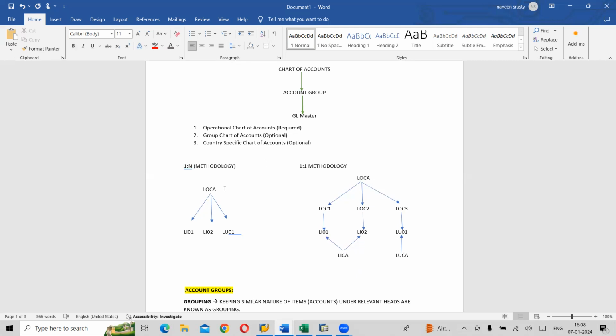So we now know what is meant by chart of accounts and account groups: operational chart of accounts, group chart of accounts, and country-specific chart of accounts. And you know what the 1:n methodology and the 1:1 methodology are, if I'm not wrong. Very important. In company code global parameters, the first step is chart of accounts, and everywhere people get confused. So 1 lakh series is for liabilities, 2 lakh series for assets, 3 lakh series for incomes, 4 lakh series for expense. I'll explain that in our next sessions.